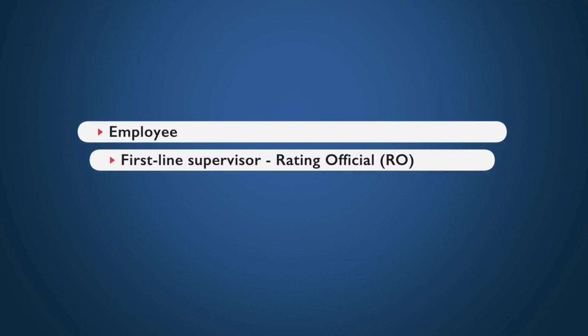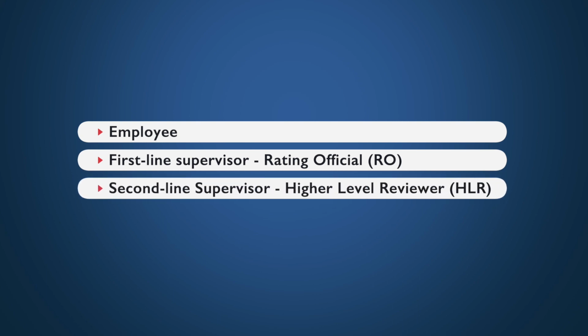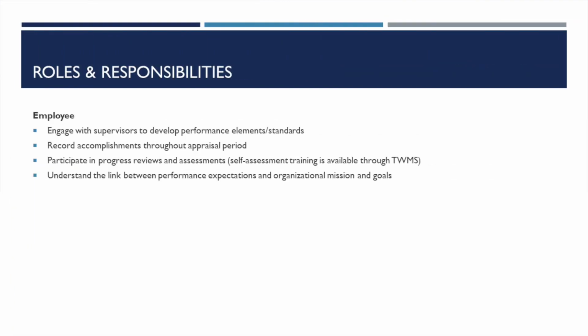Performance management is a team effort, with each member of the team having different roles and responsibilities. Specifically, there are 3 people on your performance management team: you, your first-line supervisor, and your second-line supervisor. It is your responsibility to work with your supervisor to develop your performance elements and standards. This will help you to fully understand what is expected of you in your position.